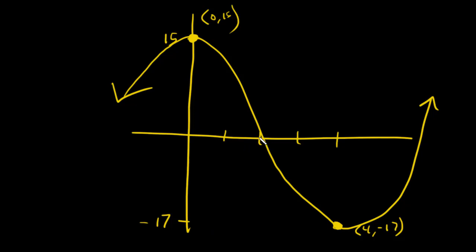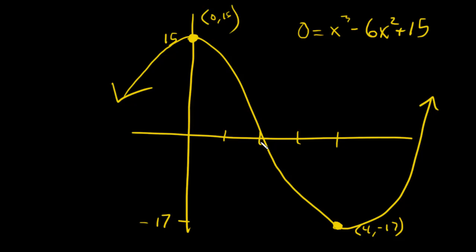Everything's good. I could figure out this value where it actually crosses the x-axis if I wanted to. How would I do that? Well, when it crosses the x-axis, what is y equal to? 0. So if I set my f of x equal to 0, I'm going to get 0 equals x cubed minus 6x squared plus 15, and then I would solve for x, and I would find the 3 locations where the graph actually crosses the x-axis.